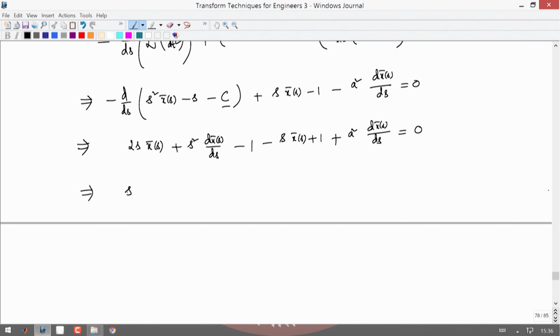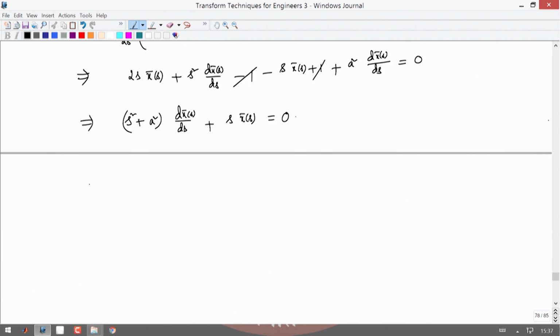So if you combine this, s² plus a² times dx bar of s by ds, and then 2s minus s is s x bar of s, this is going to be plus because of 2s minus s, that is plus s, which is equal to 0, as the rest gets cancelled. So what you get you can directly solve, because this is simply x bar of s divided by dx bar of s here.